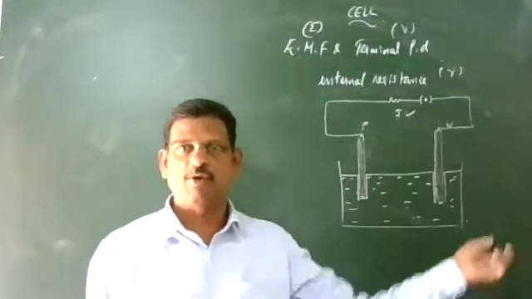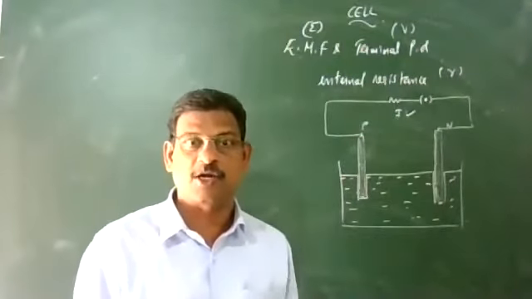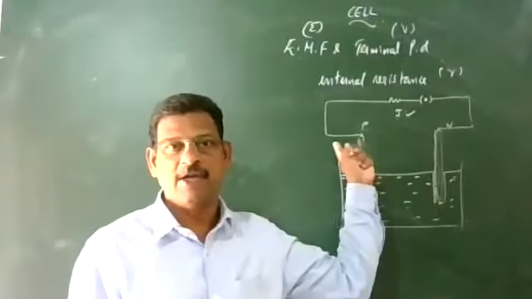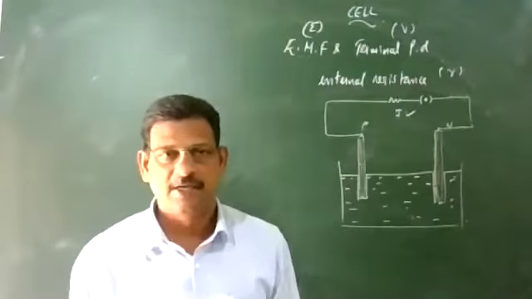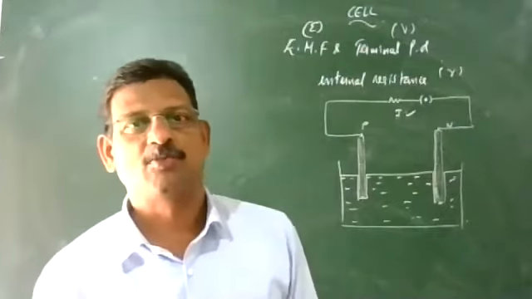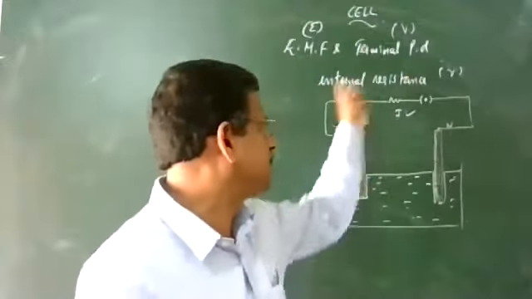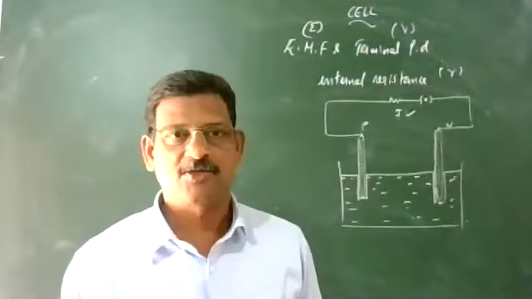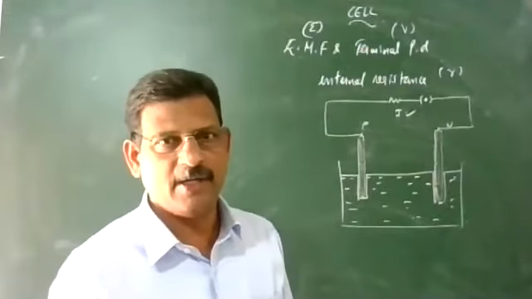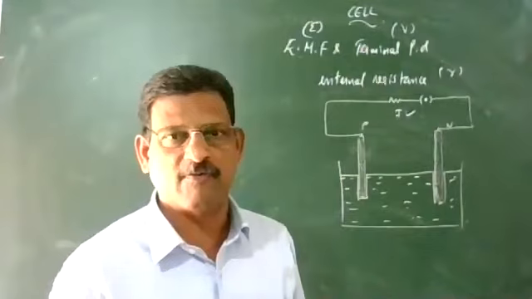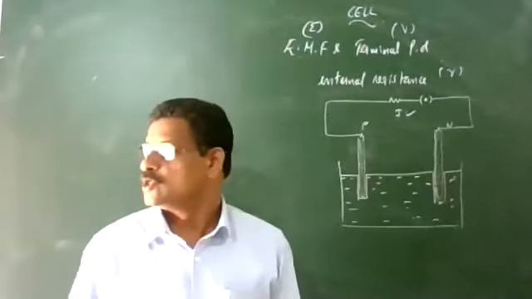So EMF can also be defined in another way. It is the energy or work done by the cell to drive a unit charge through the entire circuit once. So that is also electromotive force: work done in moving a unit charge around the circuit. Terminal potential difference, you know the definition of PD: work done in moving a unit positive charge from one point to another. So these are the different terms related to a cell.